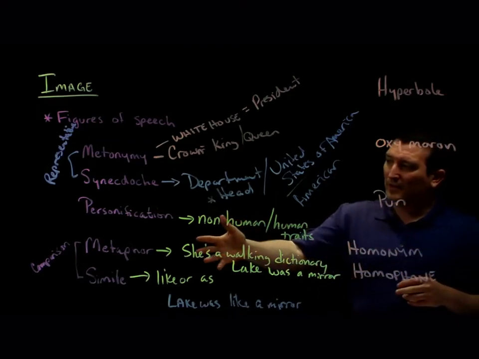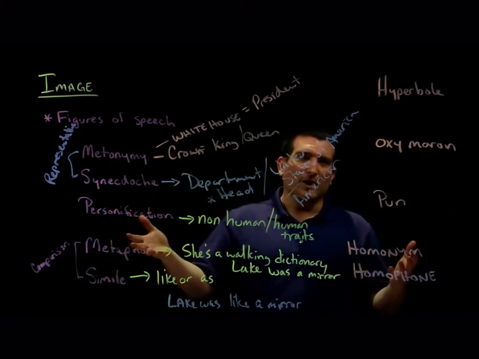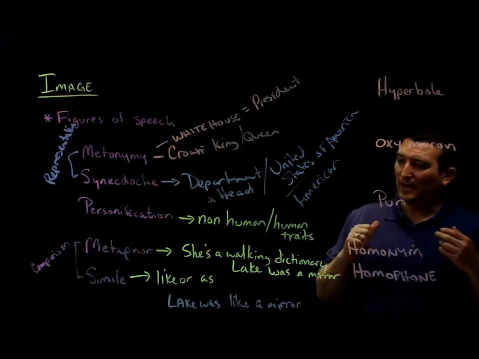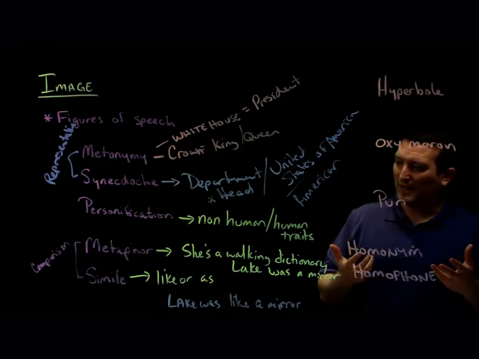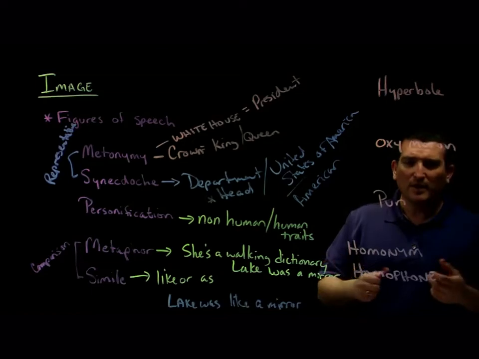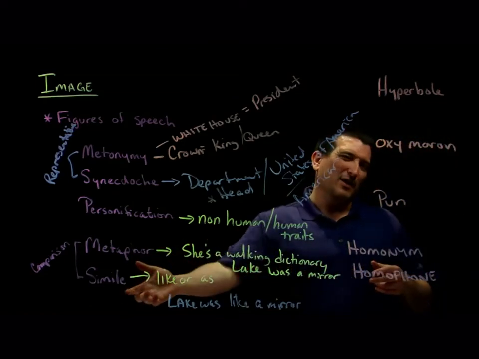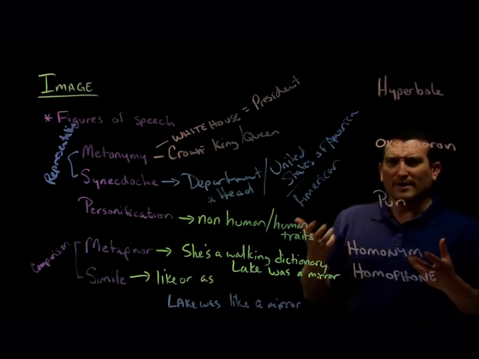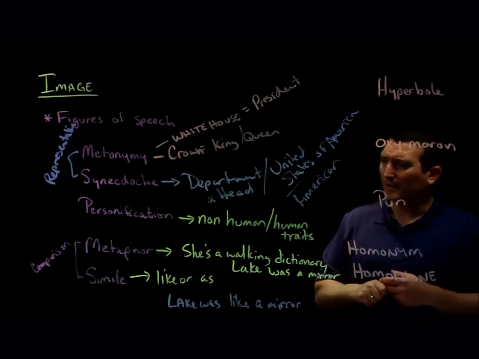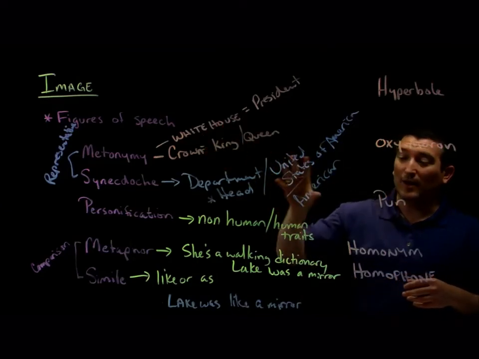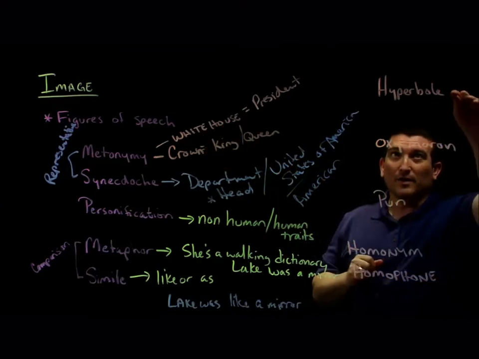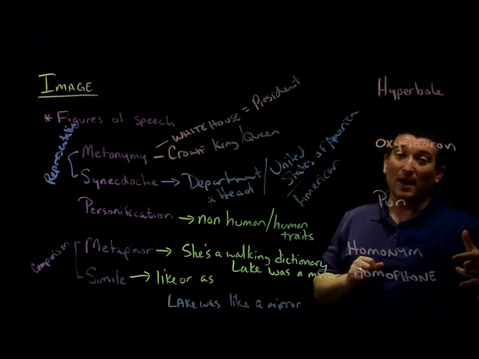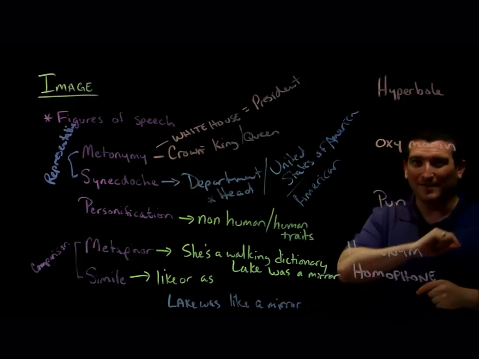So comparisons through metaphors and similes are very common in writing. The great thing about metaphor is it has this way of being more vivid in many ways, whereas if you add like or as to make it a simile, sometimes it is not quite as impactful as it could be. Okay, so that's getting started here. I'm going to clear out some of this, and then we're going to come back here. We're going to hit on hyperbole, oxymorons, puns, homonyms, and homophones. Okay, so hold on. I'll be right back.